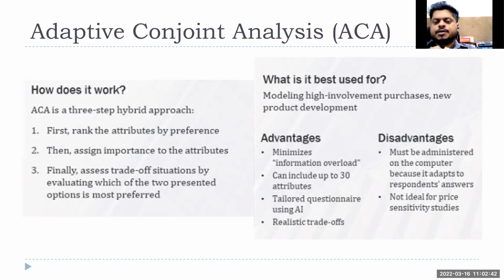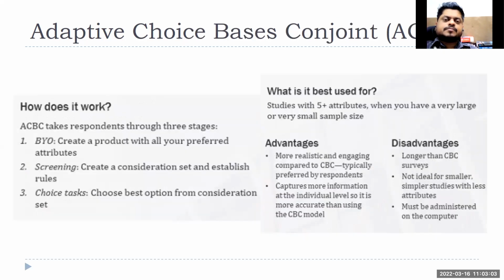Realistic trade-offs must be administered on the computer because it adapts to respondents' answers. It is not ideal for price sensitivity studies. This is where I say that high purchase involvement, where the customer is going to pay money and compare products, and that will be a very long-term investment, is where adaptive conjoint analysis can be used.